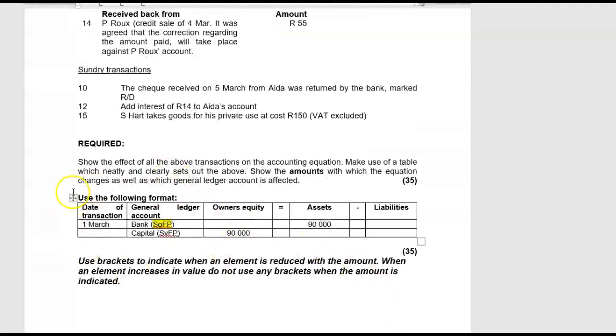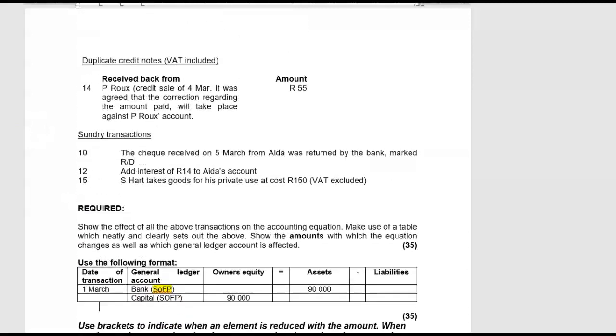So if you're going to use this format that I gave you at the bottom of the page, after the required part, your bank, statement of financial position. If you do not give me statement indications, you will be penalized, which is an asset that will increase with 90,000 Rand. And then capital, statement of financial position, owner's equity, that is 90,000 Rand. That must be an O for statement of financial position, 90,000 Rand. Okay, so let's have a look.